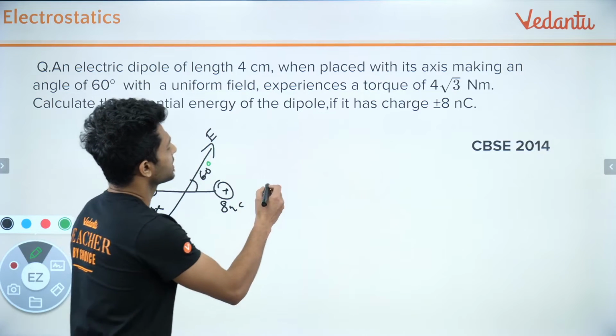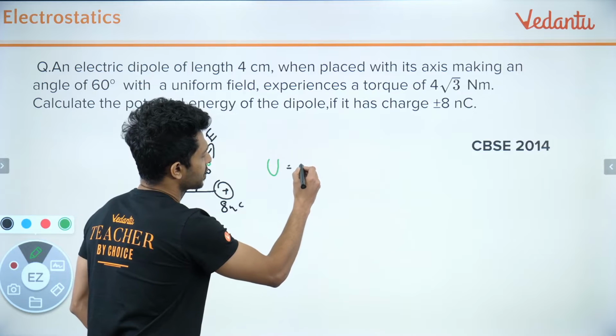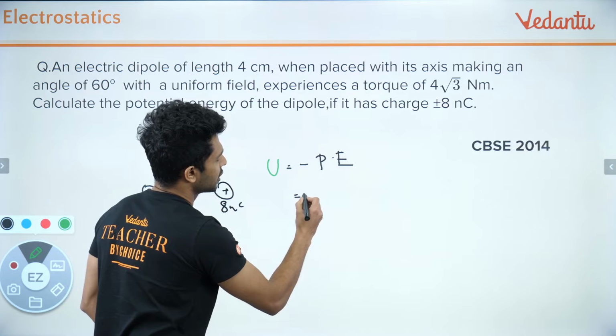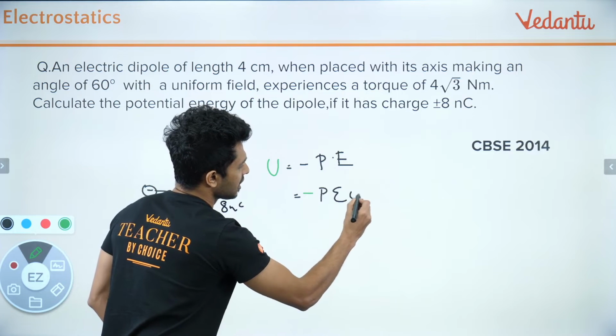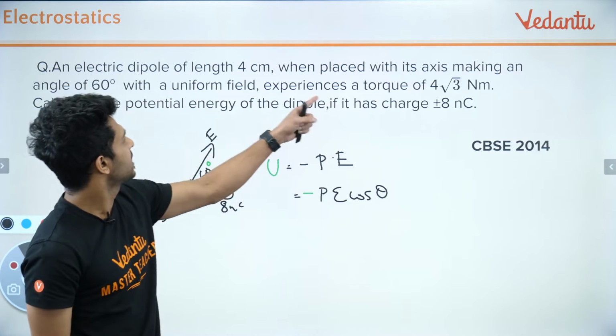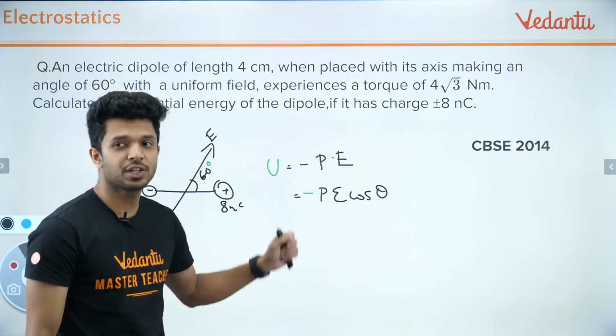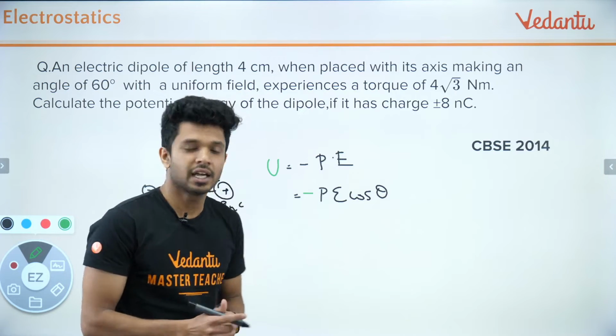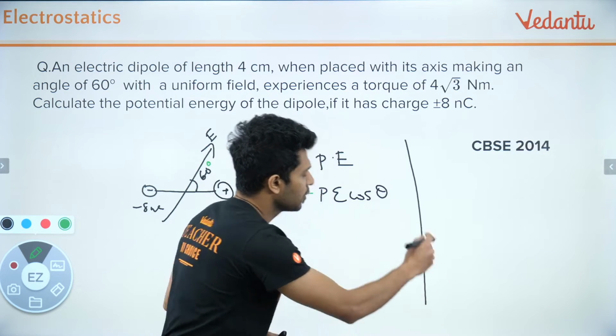So the equation for potential energy U is equal to minus P dot E, right? Which is equal to minus PE cos theta. Now theta is given in the question. How much is it? 60 degrees. But you don't know P, and you don't know the electric field either. So you have to find that out. How will you find this out?